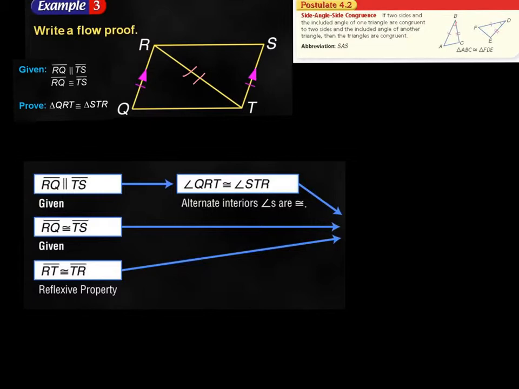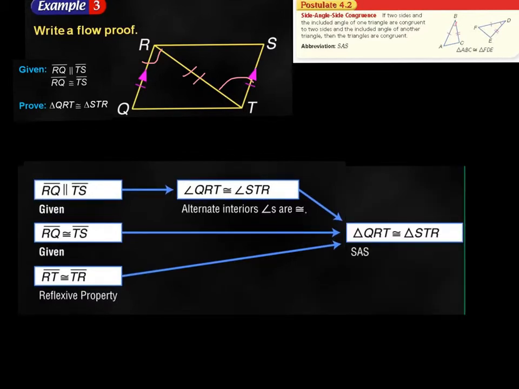Now it follows from the parallel lines that angle QRT is congruent to angle STR because alternate interior angles are congruent, so they drew an arrow showing those two connect. But these two don't connect to that at all, so they're just going to the next thing there. So the parts we need to see for the side-angle-side congruence, I've got a side, included angle, side, side, included angle, side. So we can say the two triangles are congruent by side-angle-side. And that's what a flow proof looks like. Not as structured as a two-column proof, but I kind of like it.